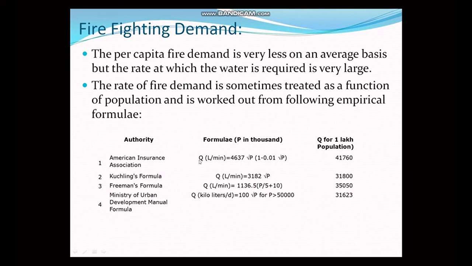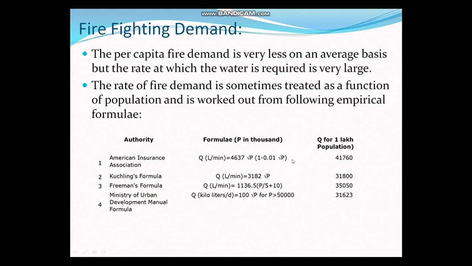As you can see, the formula is Q equals 4637 root over P multiplied by 1 minus 0.01 root over P, where Q is the required supply rate of water during firefighting measured in liter per minute, and P is the population measured in thousand.